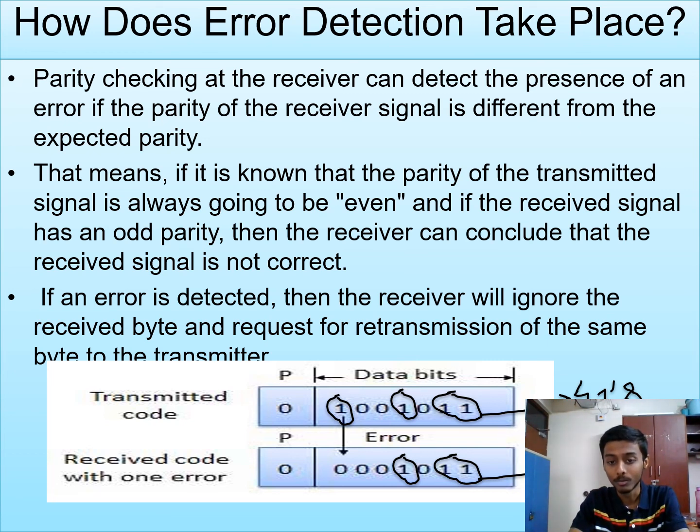The transmitted code has 4 ones. So 4 ones means an even number of ones, so it is an even parity code, and the received code has an odd number of ones, that is only 3. So it is an odd parity code. So we can conclude that this code has been disturbed somewhere. So being the receiver, we can request the transmitter to retransmit the same code, same byte, same signal.